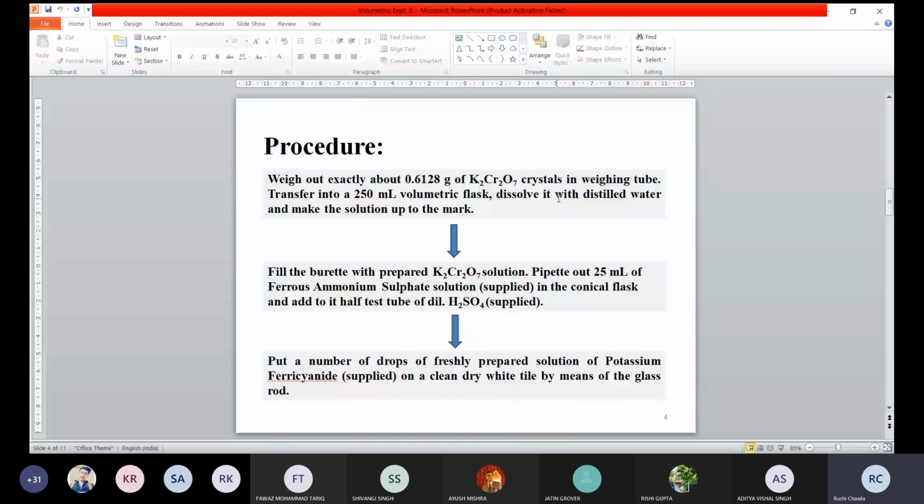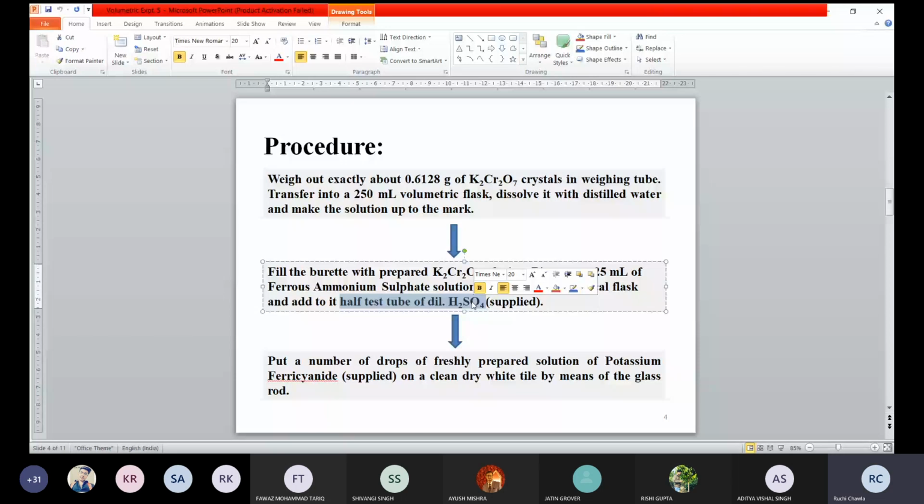Now, once you prepare a known solution of potassium dichromate, it will be filled in the burette. Potassium dichromate solution will be taken in the burette, and you will pipette out 25 ml of FAS solution, ferrous ammonium sulfate, into the conical flask, and to it half a test tube of dilute sulfuric acid will be added. This will be supplied. A test tube will be placed near it. You will simply add half a test tube of dilute H2SO4 for the H plus ions into the conical flask.